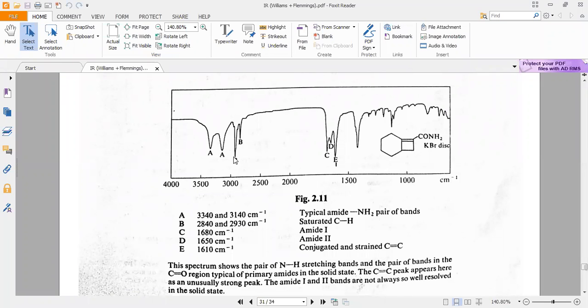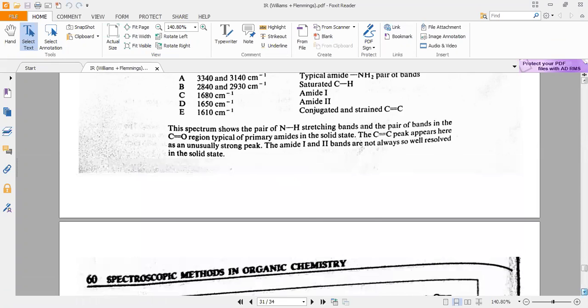And look at these signals. They appear at 2840 and 2930. These are all CH stretchings. 1680 is this carbonyl, a carbon-oxygen double bond. And 1650 is what? We have a carbon-oxygen double bond, and due to resonance a nitrogen-carbon double bond shall also be there, so this is appearing due to that, at 1650. All right, so I am going through this very quickly.